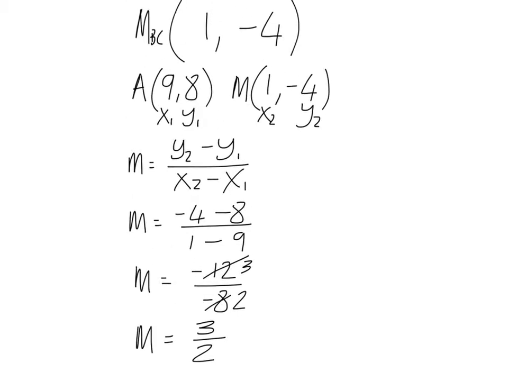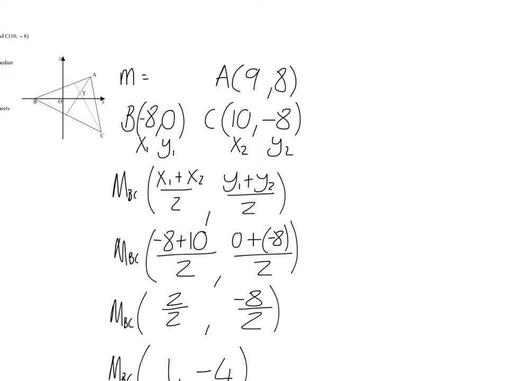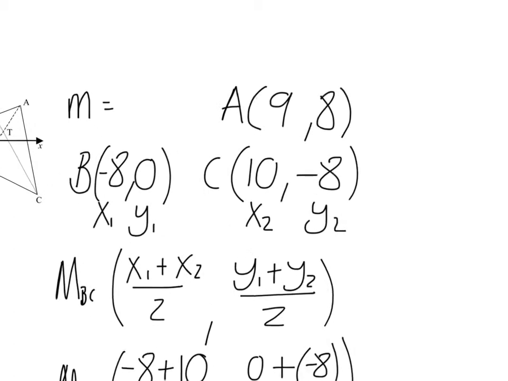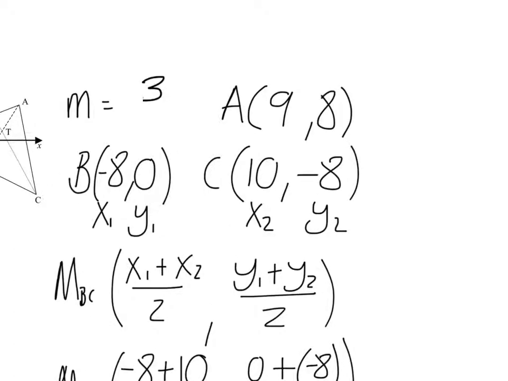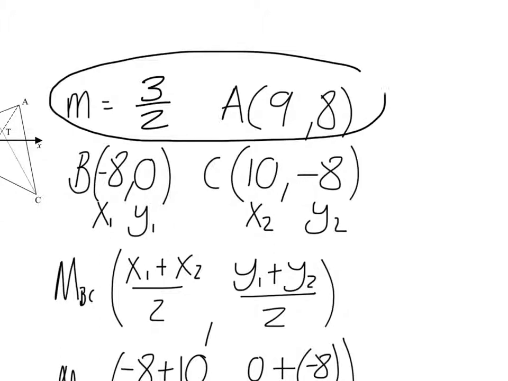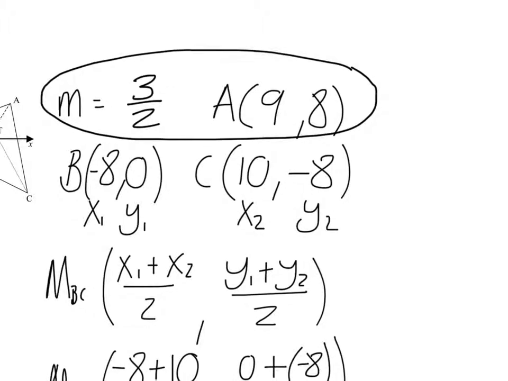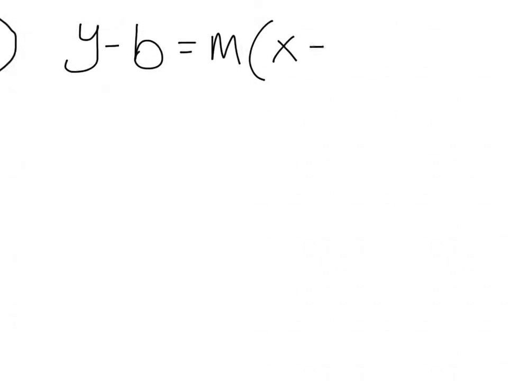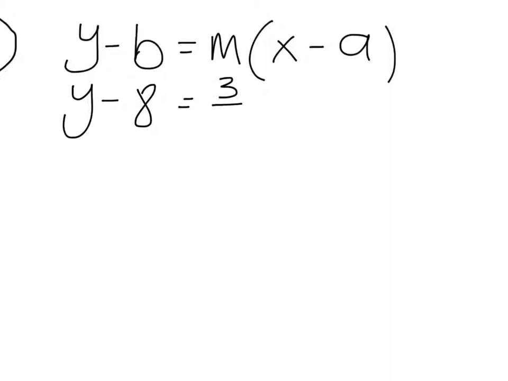We needed the gradient along with a point in order to find the equation of the line. So we now know that the gradient is 3 over 2. So we can take these two pieces of information and substitute them into the straight line formula. So we'll write that down over here. y minus b equals m bracket x minus a. So that's y minus 8 equals the gradient 3 over 2 times x minus 9.